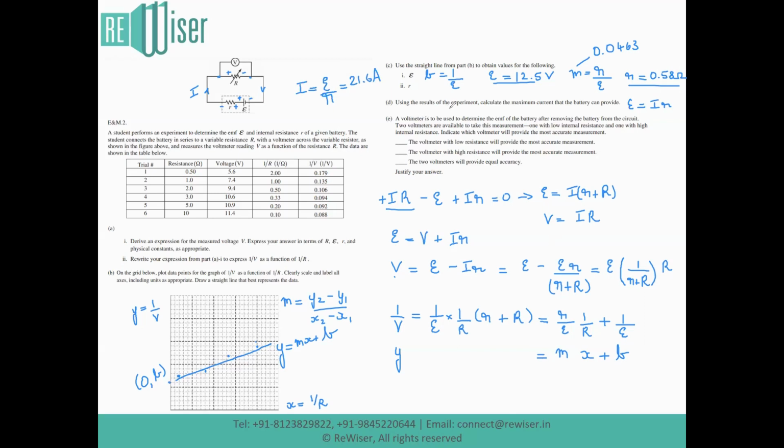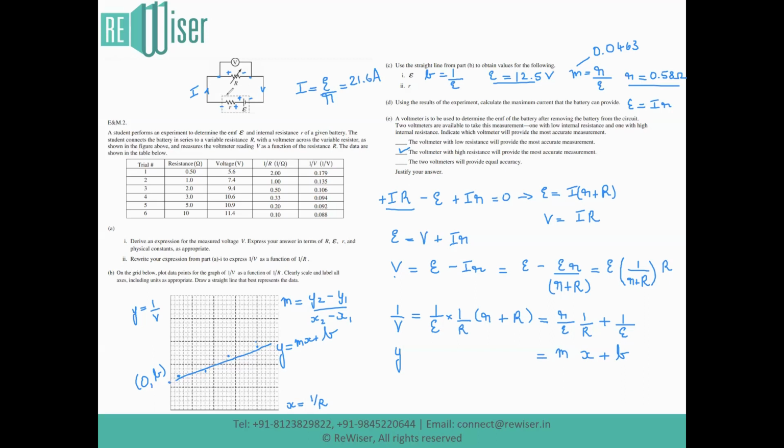Moving on to the next part. A voltmeter is used to determine the EMF of the battery after removing the battery from the circuit. Two voltmeters are available to take this measurement, one with a low internal resistance, one with a high internal resistance. Indicate which voltmeter will provide the most accurate measurement. The voltmeter with a higher resistance will provide a more accurate measurement, since a voltmeter is a device that is connected in parallel to another device, whether active or passive, whose voltage you need to measure and record.